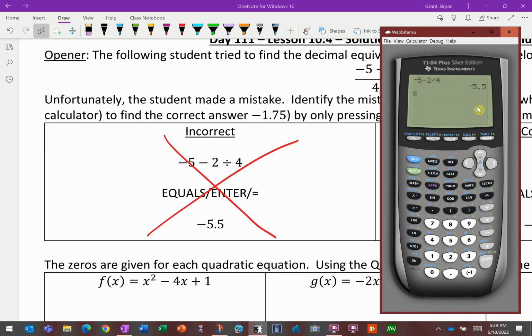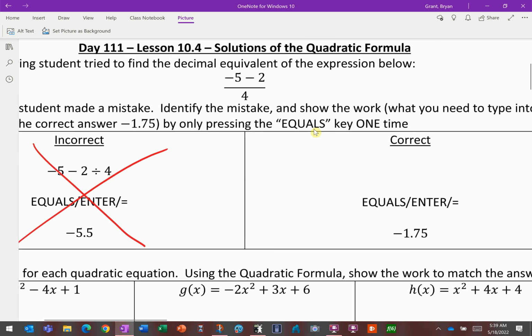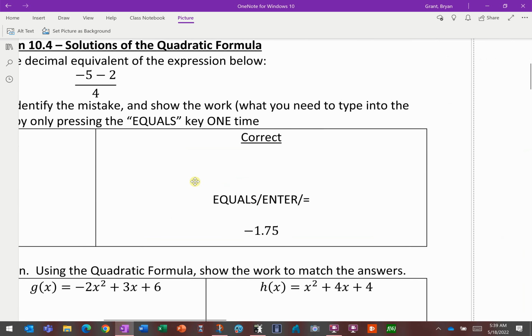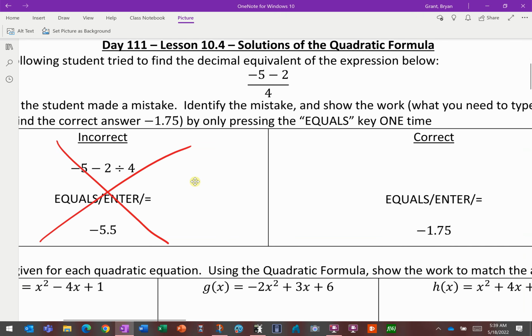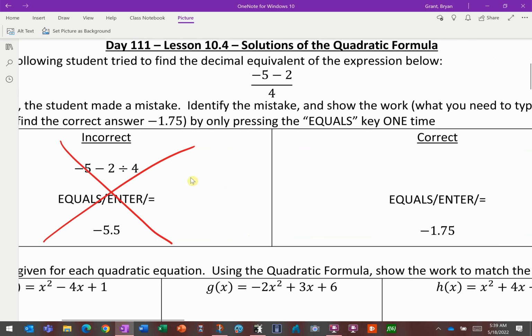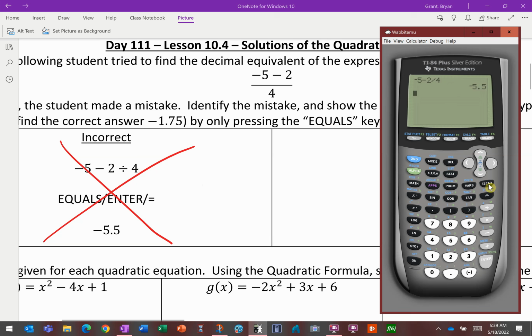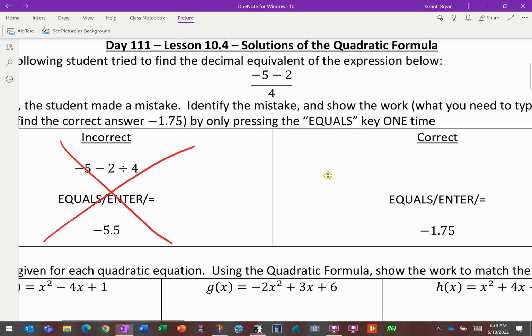That is definitely wrong. So there are two questions we need to answer here. First, we need to understand what did we do wrong, and second, how do we get the right answer of negative 1.75? Now, what many of your classmates did here, and this was very clever, is they realized, well, I want to do negative 5 minus 2 first. So they did negative 5 minus 2, hit enter to get negative 7 for the top, and then hit divided by 4. And when they did that, they got the negative 1.75.